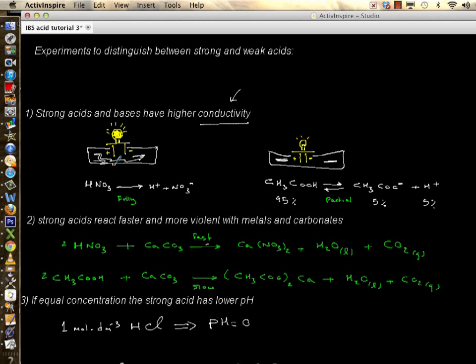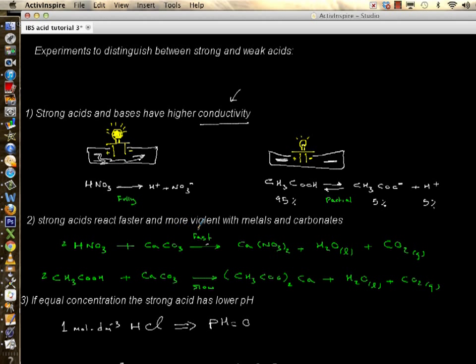If it's strong, if you connect a light bulb to a battery and dip it into the solutions, it's going to give you high intensity of light. And if it's weak, it's going to have low intensity because you don't have many mobile ions to carry your electrons for you. So conductivity is one experiment to remember.